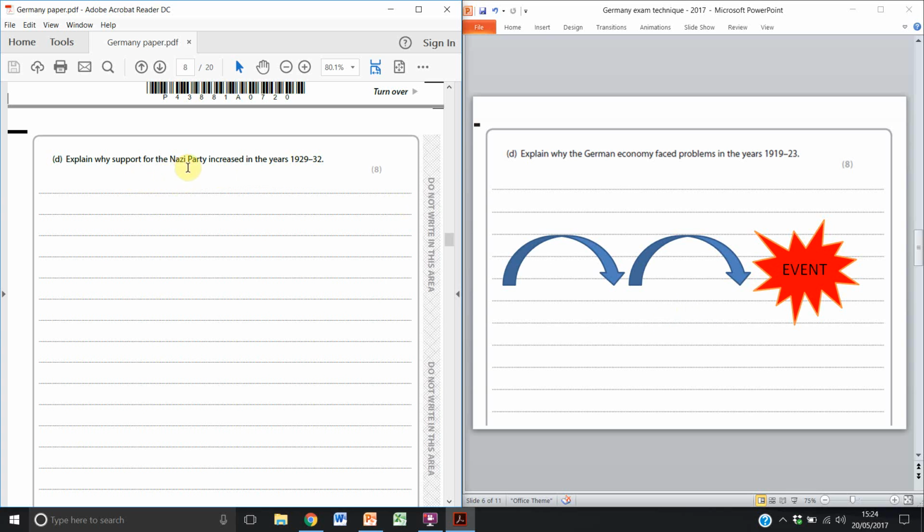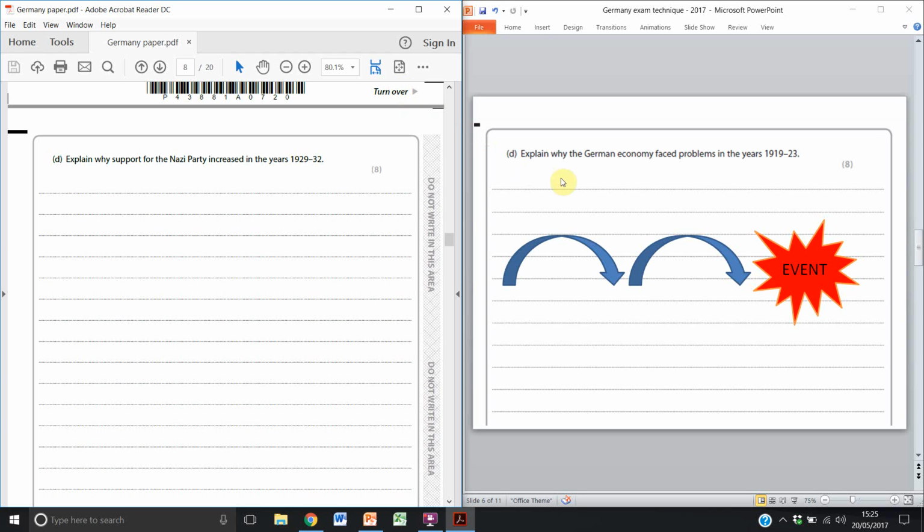So what led, or what were the reasons why Nazi support increased between 1929 and 1932? Obvious thing to write about there would be the Wall Street crash and the subsequent depression. But you could also write about how the Nazis used the SA, the brown shirts. You could also talk about how von Papen underestimated Hitler and persuaded Hindenburg to appoint Hitler as vice chancellor. You could possibly talk about that. Those are all things that could be mentioned.